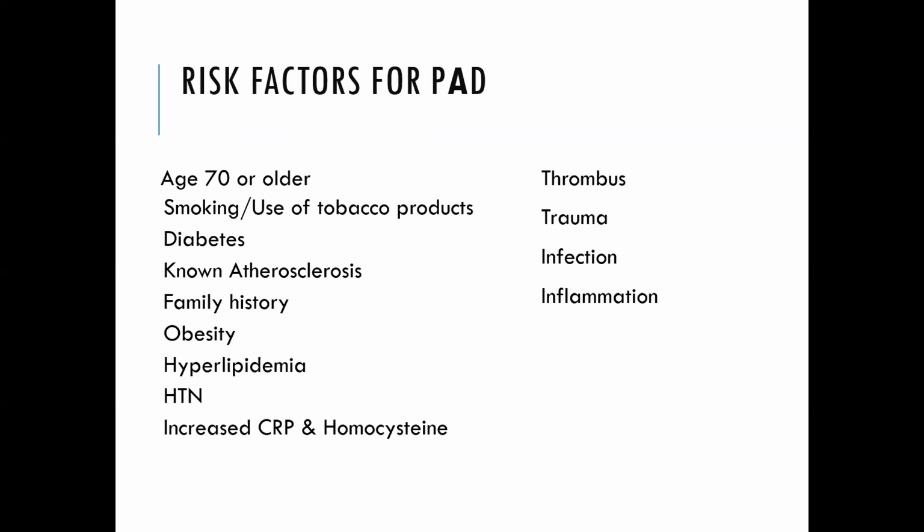So risk factors are going to include everything for atherosclerosis. So all the stuff we talked about earlier that are risk factors for atherosclerosis: age, smoking, diabetes, known athero, family history, obesity, hyperlipidemia, hypertension, and increased inflammatory levels. All of those are risk factors. Plus, other risk factors include thrombus, because a clot could occlude arterial blood flow. This can be a big cause, especially if the client is in atrial fibrillation. Trauma could be a cause, especially if that trauma is made to an arterial wall.